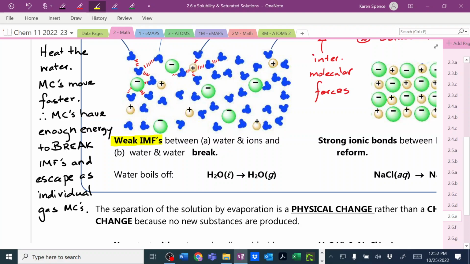So the water is turning from liquid into a gas. Is that a chemical change or is that a physical change? That is a physical change. So even though we are quote unquote undissolving the salt, it is still just a physical change. Okay, we're separating a mixture.